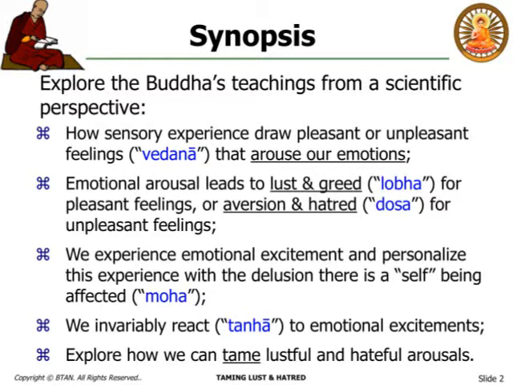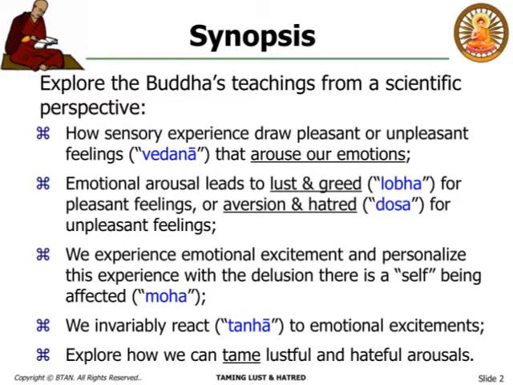Aversion is when we experience something unpleasant, we want to avoid it. That's why it's called aversion. It comes from the word avoiding. So aversion actually turns into hatred if we can't get rid of it. Whatever is unpleasant, if we can't avoid it and it keeps coming at us, then we begin to hate it. So aversion turns to hatred, and this condition is called dosa. And this is the reaction to unpleasant feelings and unpleasant sensations.